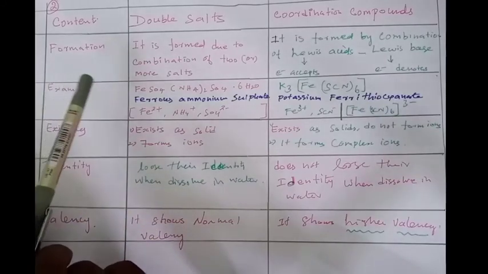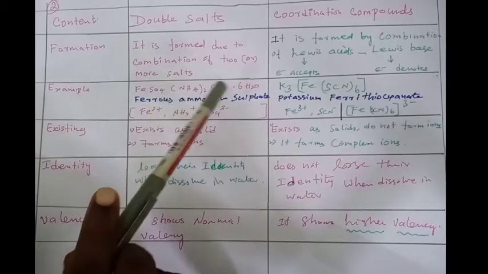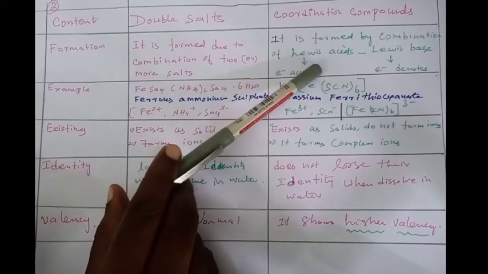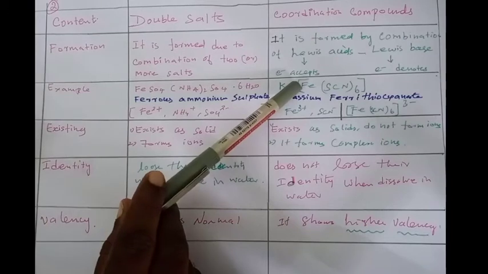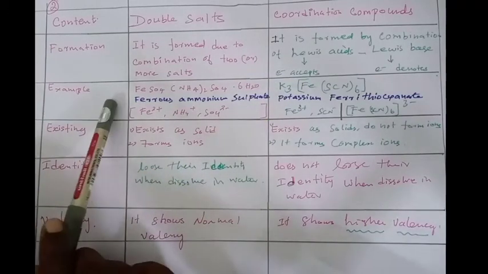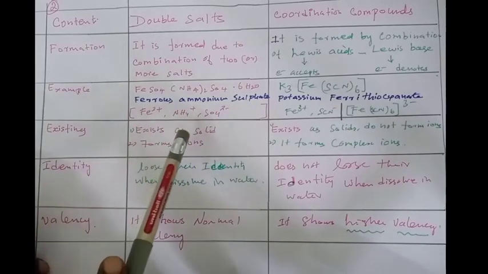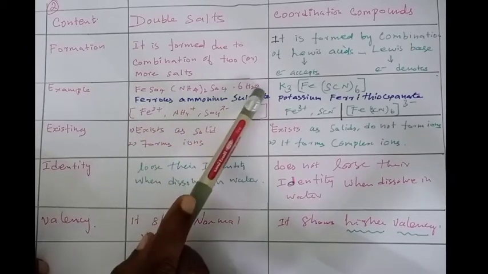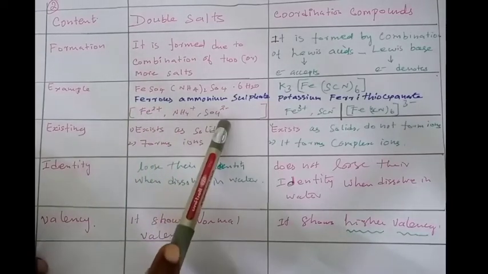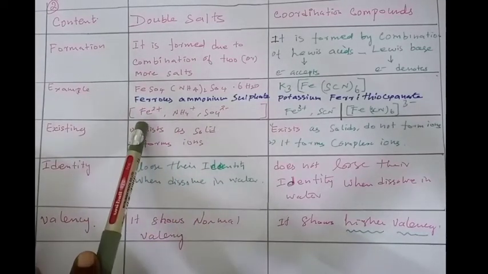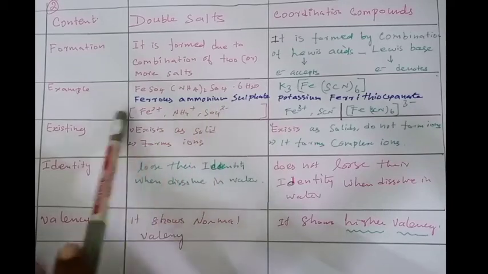Again I repeat, formation: a double salt is formed due to the combination of 2 or more salts. Here a coordination compound is formed by the combination of a Lewis acid and a Lewis base. What is a Lewis acid? Electron acceptor. What is a Lewis base? Electron donor. Example, ferrous ammonium sulfate. Here when this salt is dissolved in water, it shows its constituent ions, Fe2 plus, NH4 plus, and sulfate ions, that's the valency.